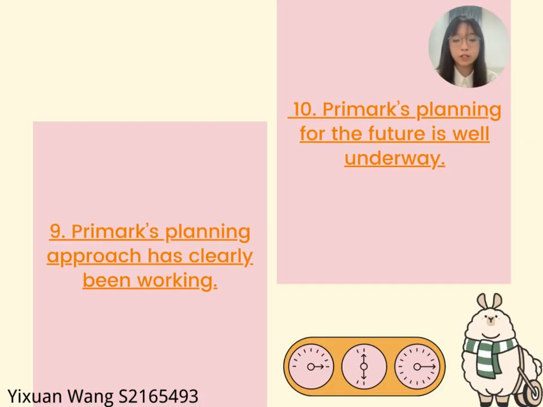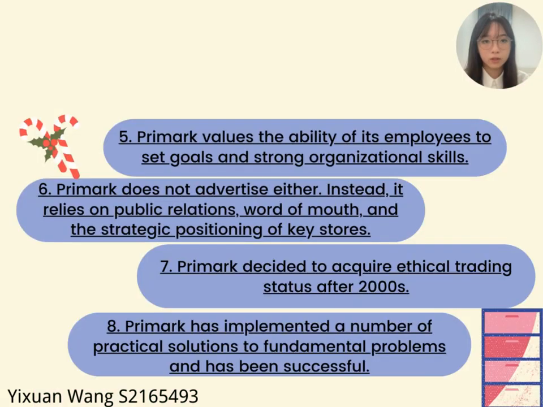Primark's planning approach has clearly been working. Primark's planning for the future is well underway. Primark values the ability of its employees to set goals and strong organizational skills. Primark does not advertise either. Instead, it relies on public relations, word of mouth, and strategic positioning of key stores. Primark decided to acquire ethical trending status after 2000. Primark has implemented a number of practical solutions to fundamental problems and has been successful.